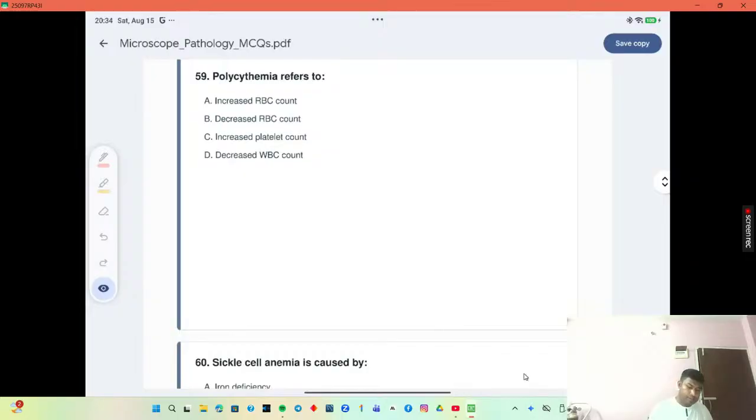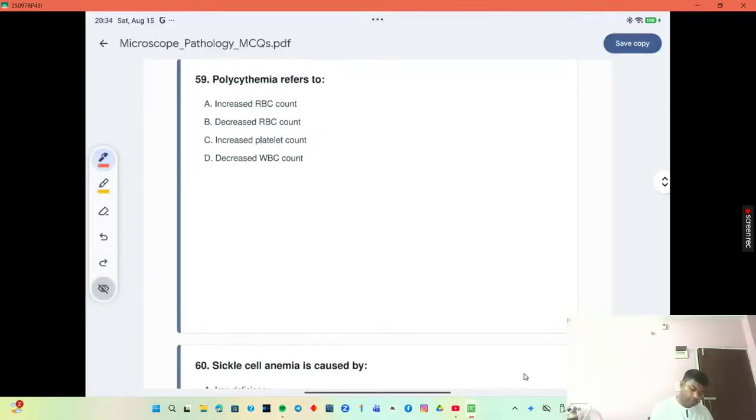Polycythemia means increase in red blood cells. Increase in red blood cell count. Okay, so what does polycythemia refer to? Polycythemia refers to increased red blood cell count.